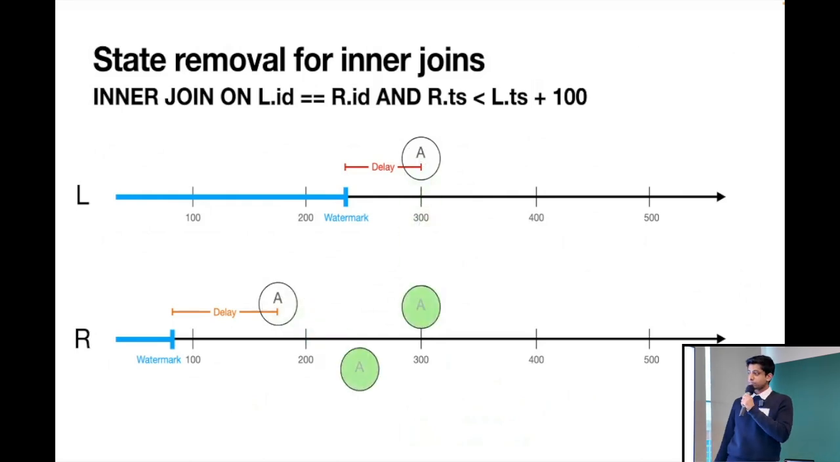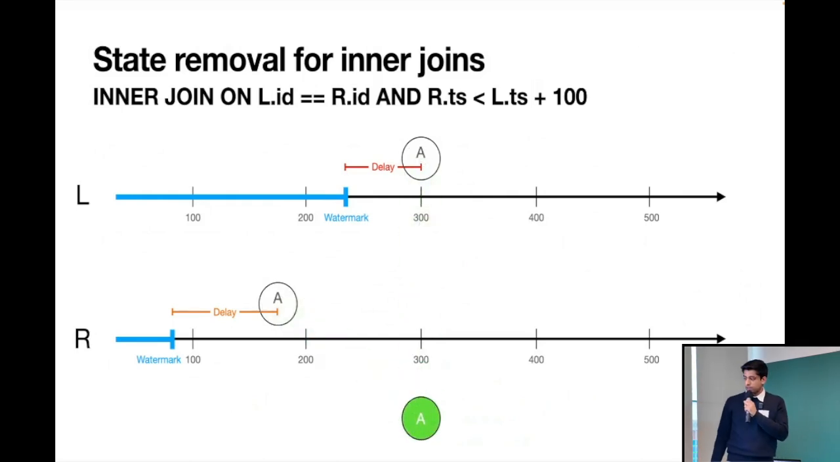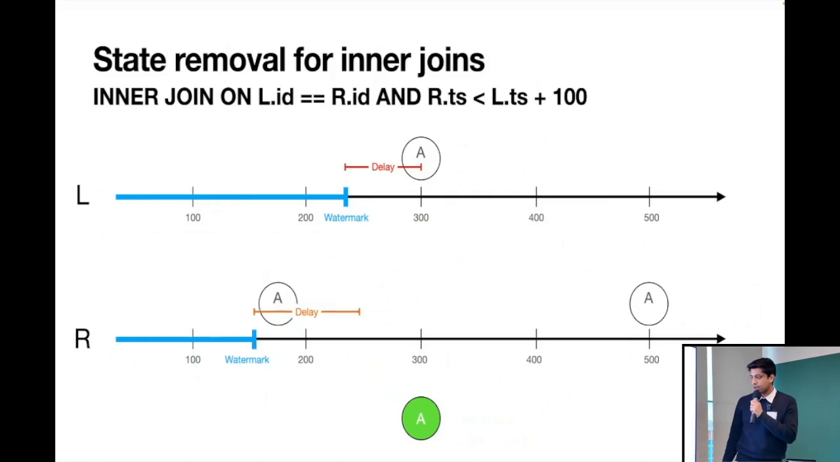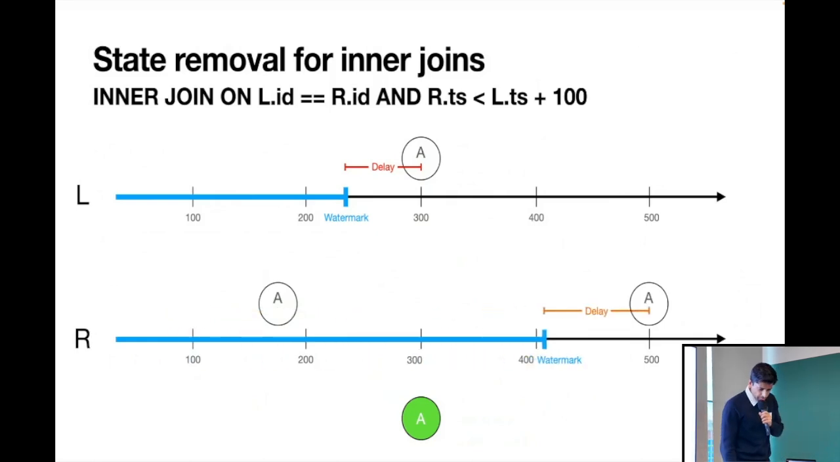Cool. And now we receive an A at timestamp 500 on the right. And so the watermark updates accordingly. And the IDs are the same, but we go and we check the condition. We say the left timestamp is 300. We add them together, so right must be less than 400.